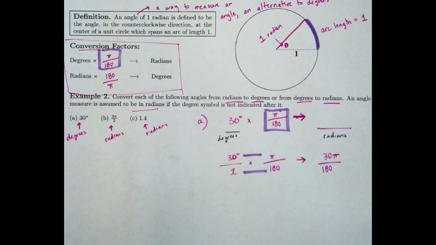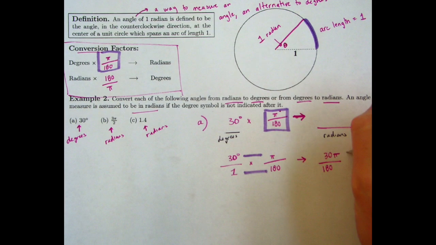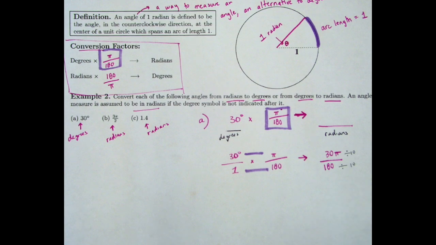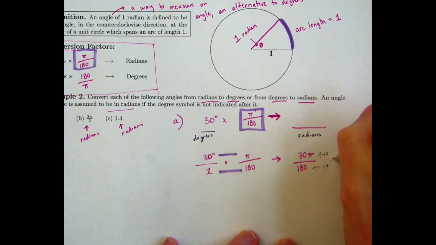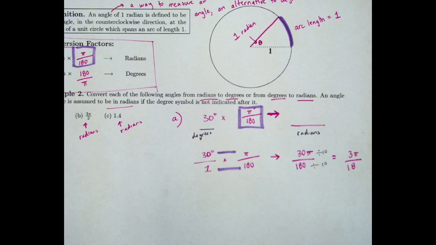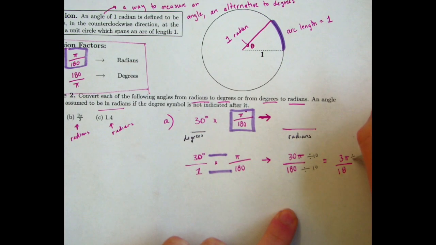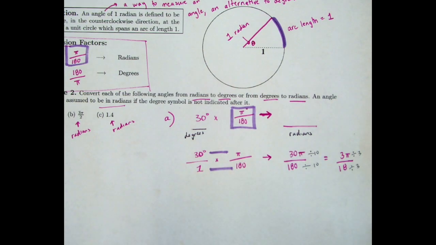So 30 pi over 180 is not in simplest form. What I'm going to start by doing is dividing the numerator and the denominator by a common factor. I can tell they're both divisible by 10. So then I'm going to get 3 pi over 18. And now I want to think, well, do 3 and 18 have a common factor? I know 18 divided by 3 is going to be 6. So I can divide the top and the bottom both by 3. And then I get my final simplified answer to be pi over 6.